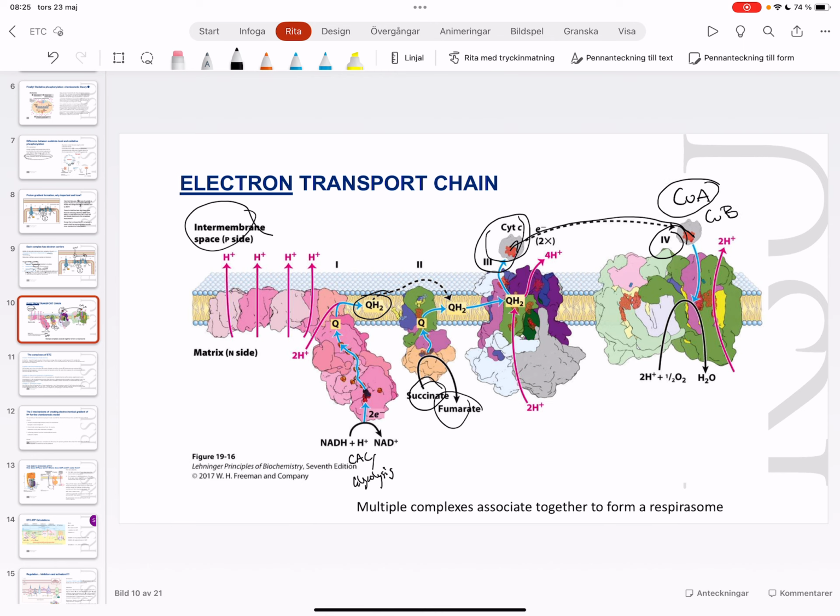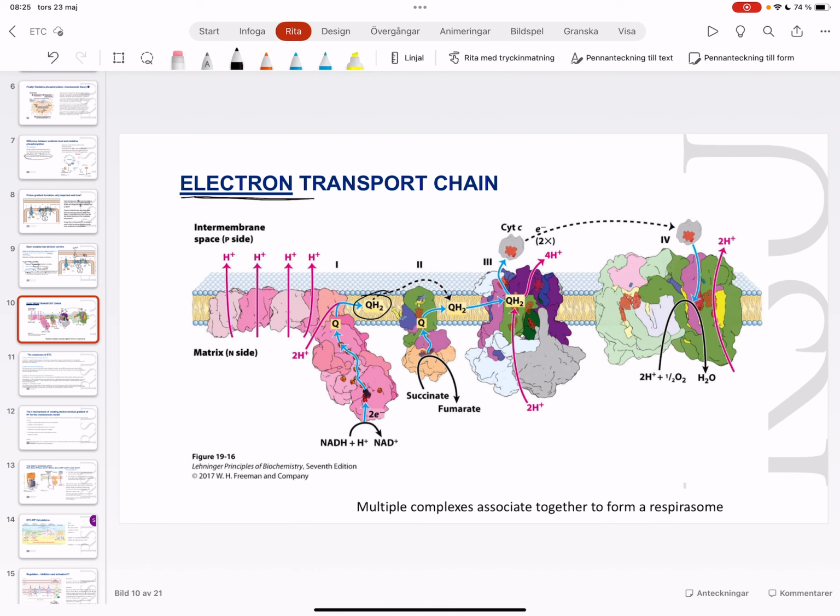Copper A ions will be the ones that will receive the electrons from cytochrome C, and copper B ions will be the ones that will give these electrons to oxygen and produce water. So that's what happens there. And as it does that, 2 protons are pumped out. And that is basically the electron transport chain. Just remember again that it's the flow of electrons.